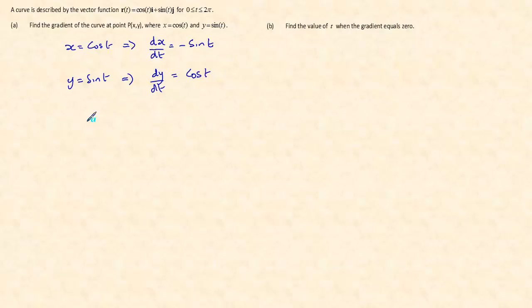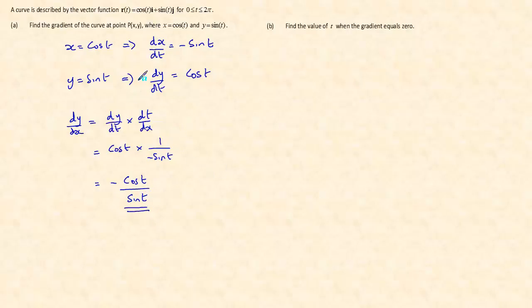So that's all good. And then dy/dx, which is what we're after, the gradient, would be dy/dt multiplied by dt/dx. So that's going to be cos t multiplied by 1 over negative sin t. So we can say that that is negative cos t over sin t.